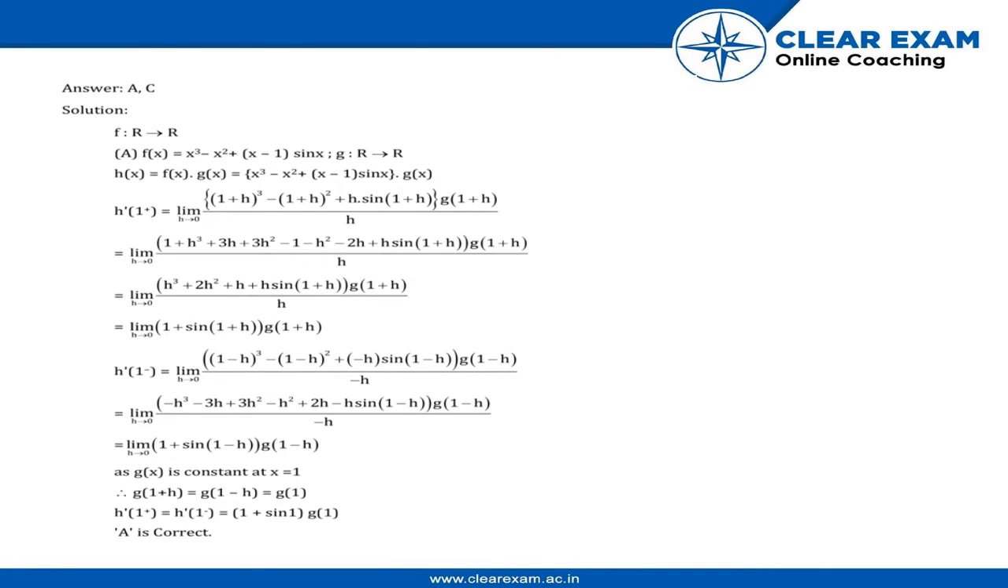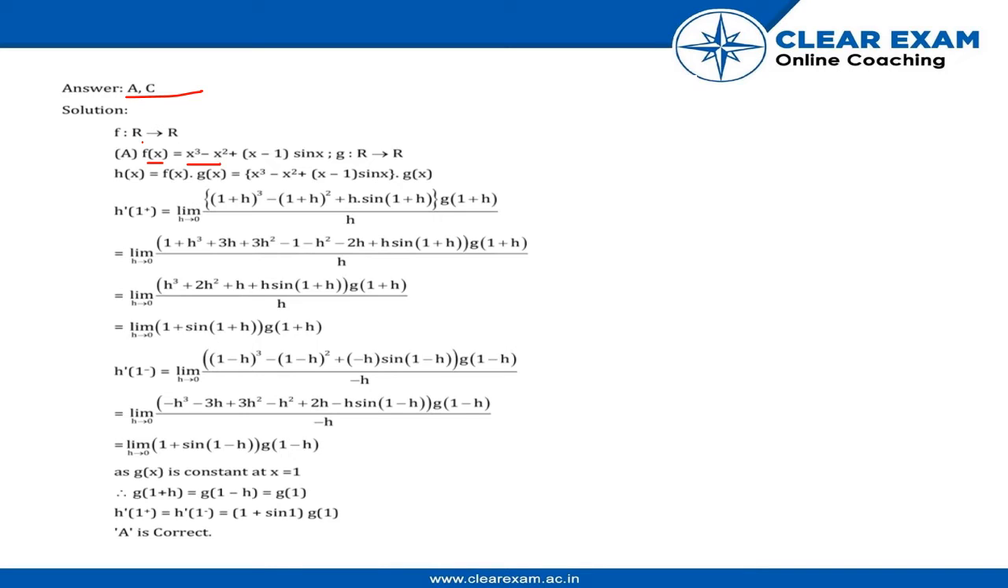Now the answer is option A and C. Solution: f: R→R, f(x) = x³ − x² + (x − 1) sin x, and g: R→R, h(x) = f(x)·g(x), which is equal to (x³ − x² + x − 1) sin x · g(x).